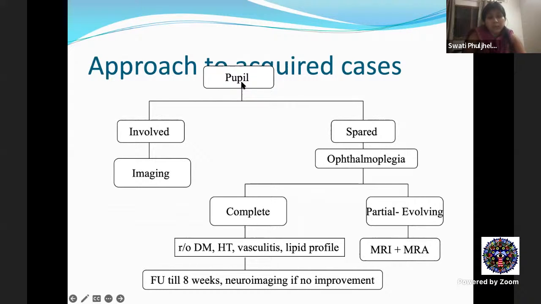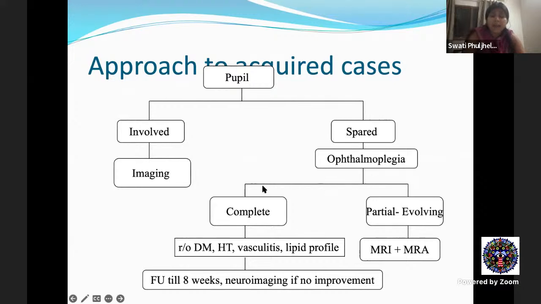You will check the pupil. If the pupil is spared, then you check the amount of ophthalmoplegia. So if the ophthalmoplegia is partial, it could still be an evolving complete third nerve palsy, and these patients do require immediate imaging in form of MRI and MRA to rule out any aneurysm.